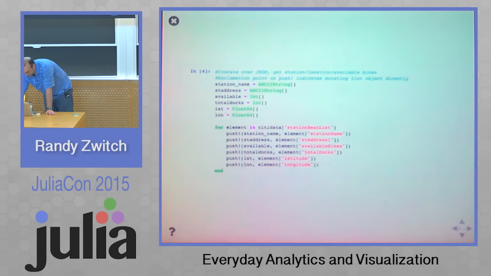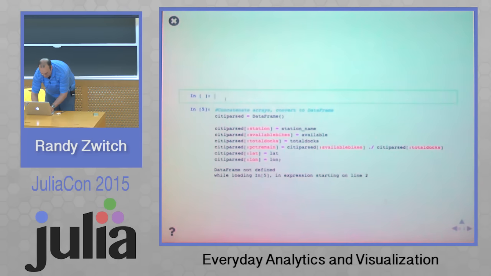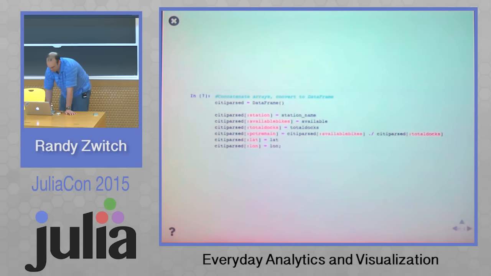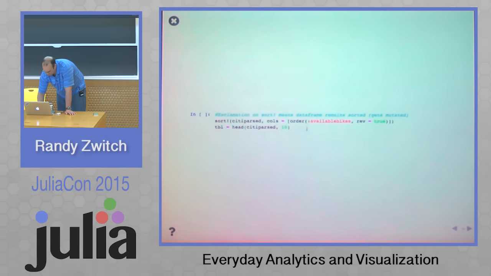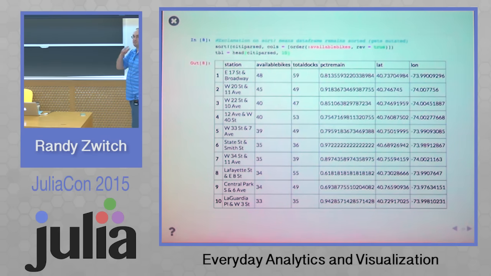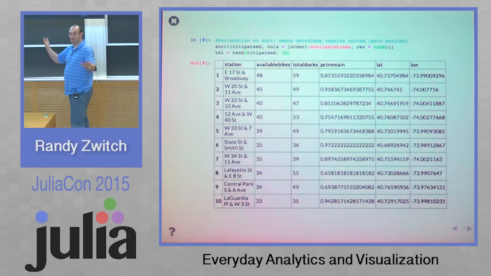So when we do this, we can see these are the top 10 stations where the city bike program currently has bikes, up to whatever that was 10 seconds ago.